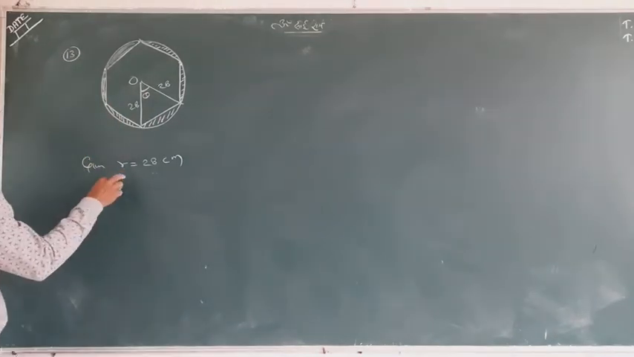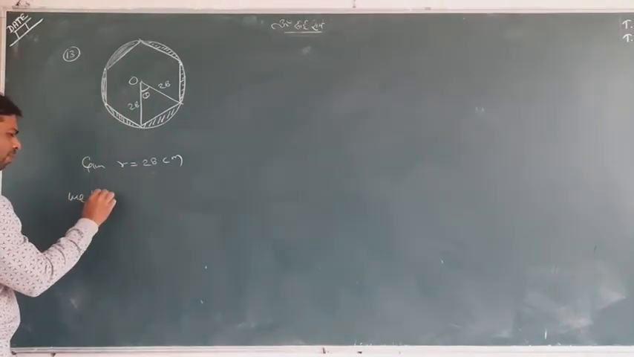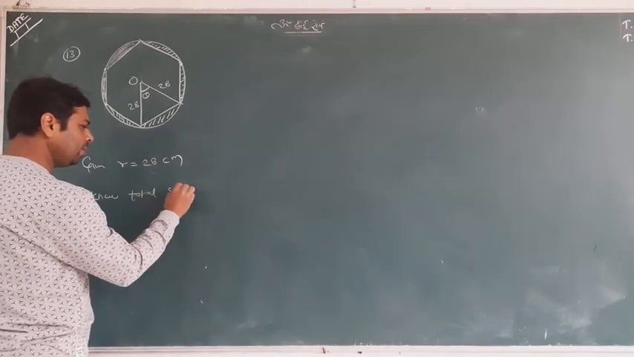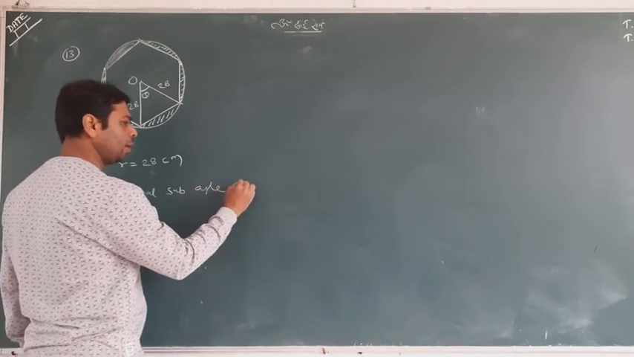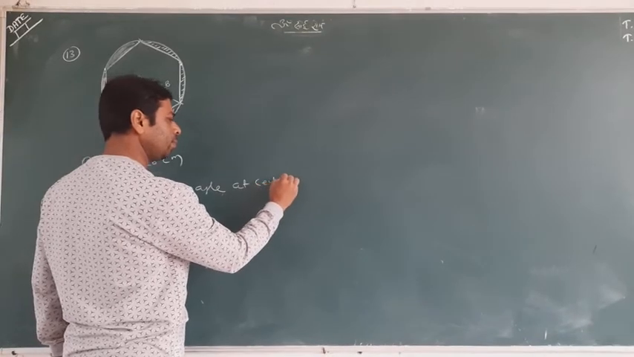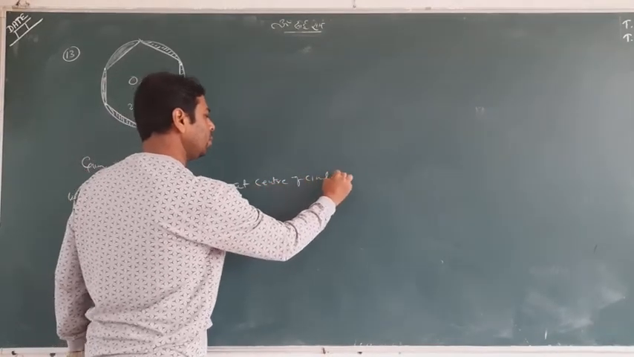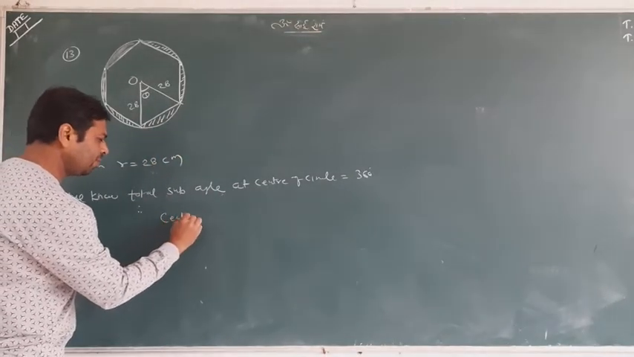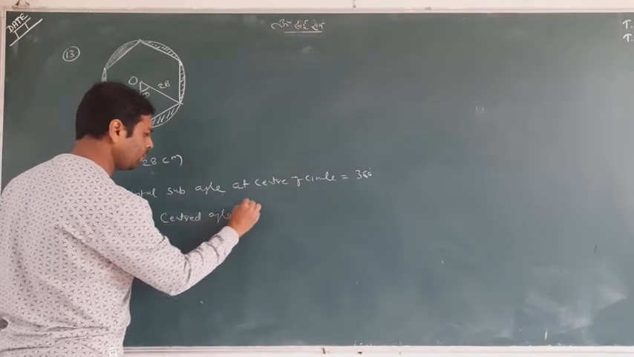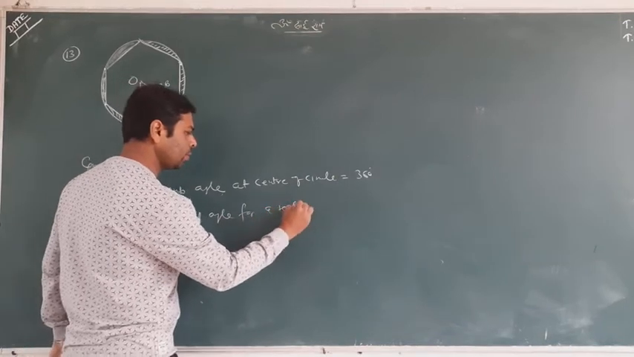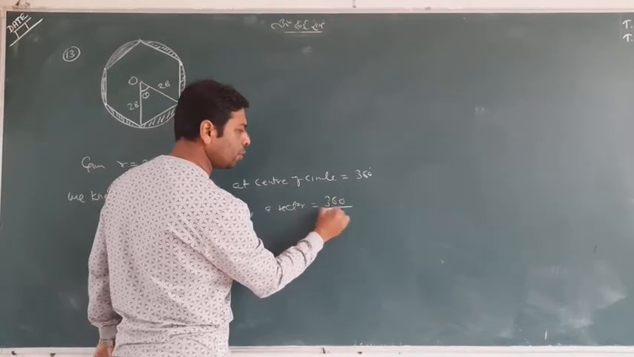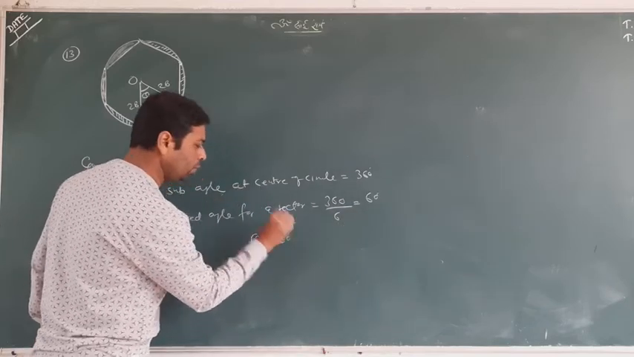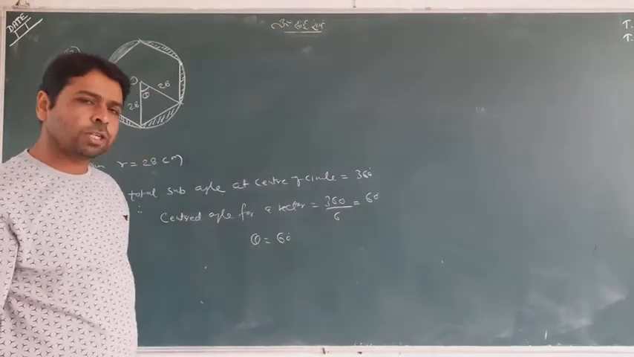So can I write here r equal to, we know the total subtended angle at the center of the circle is equal to 360 degrees. So the central angle for a sector will be 360 upon 6, as per the figure I am talking about. Theta is equal to, we got 60 degrees.